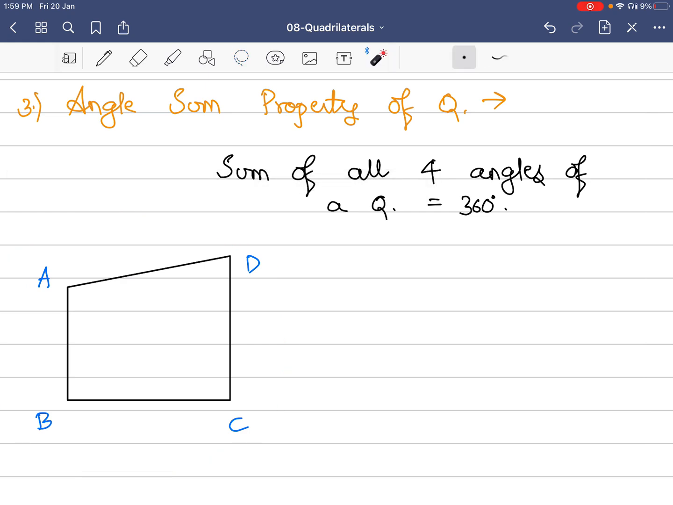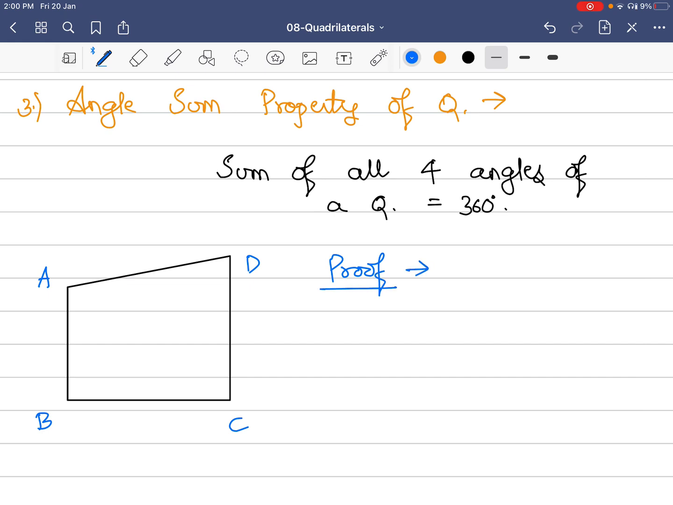Okay. So what does this angle sum property say? That the sum of all four angles, we know there are four angles of a quadrilateral, A, B, C, D, is equal to 360 degrees. Now the proof of this is quite simple and straightforward. I'm going to write a proof.